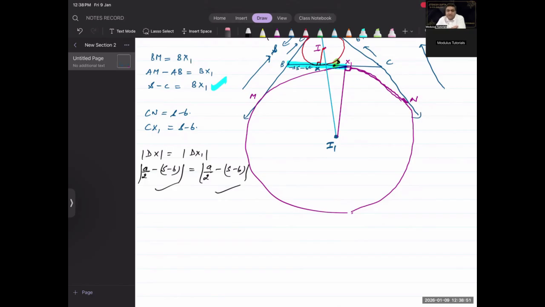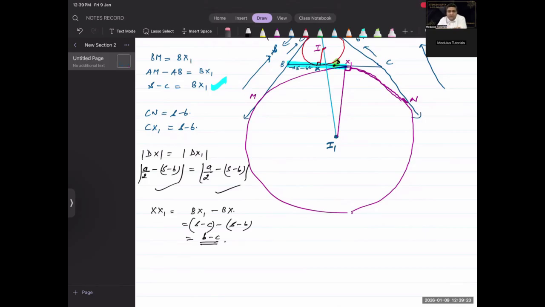So we can say that yes, both the distances are equal, and hence X and X1 are isotonic points. If you want to figure out the distance X1, we can figure out BX1 minus BX. So what is BX1? BX1 is s minus c, already done, and BX is s minus b. So in this situation, this will be b minus c. That's what we can write as X1, although we won't be using it much.